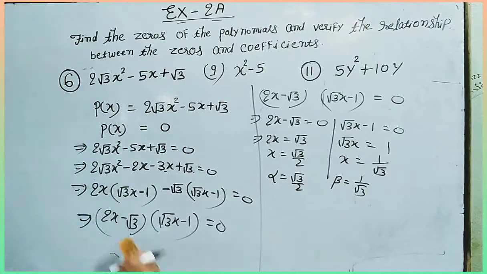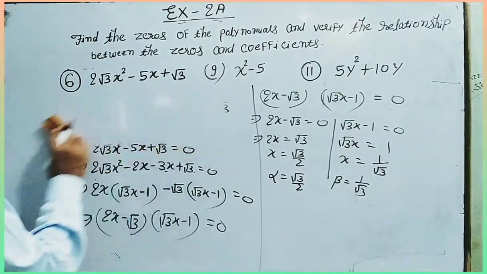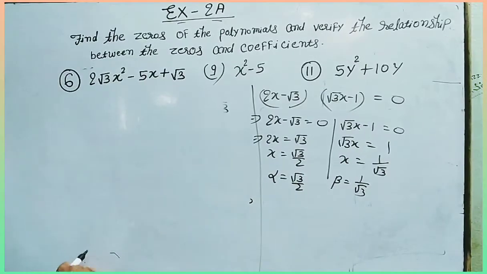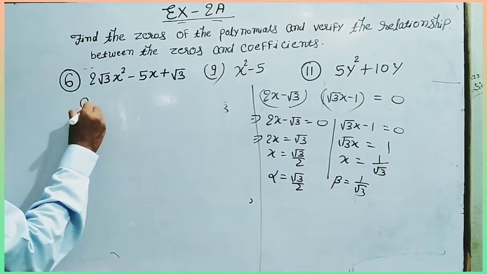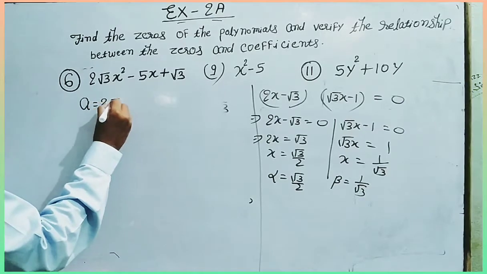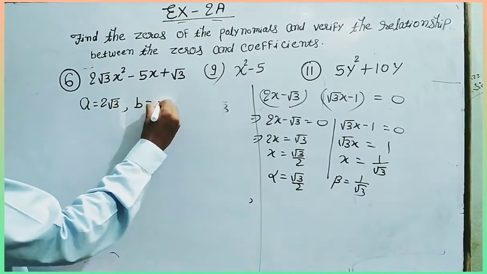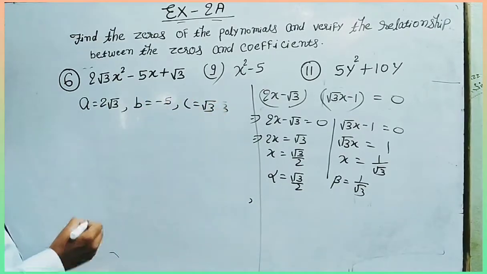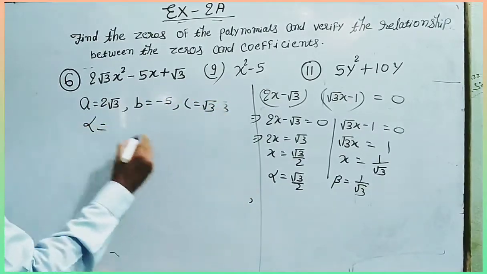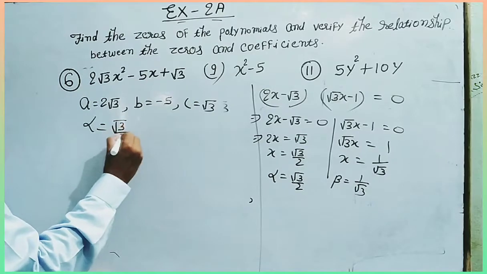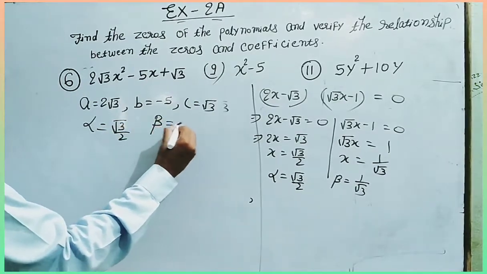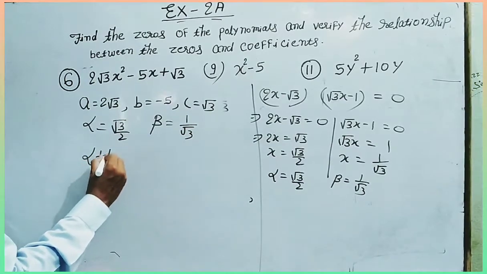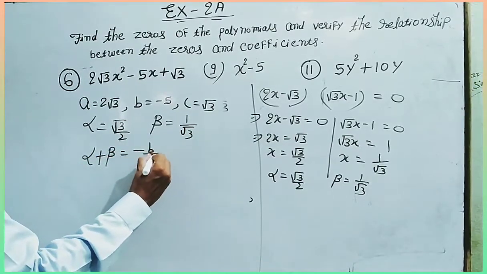Now find the relationship here. So first you write the coefficients of the terms. So a is equal to 2 root 3, b is equal to minus 5 and c is equal to root 3. Alpha is equal to root 3 by 2. Beta is equal to 1 by root 3. Then alpha plus beta is equal to minus b by a.